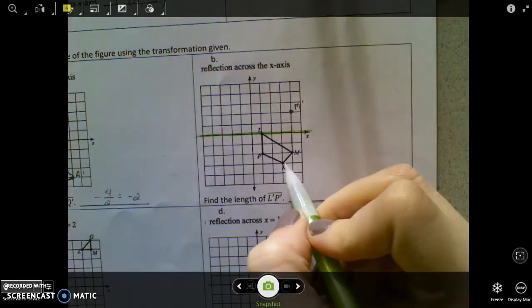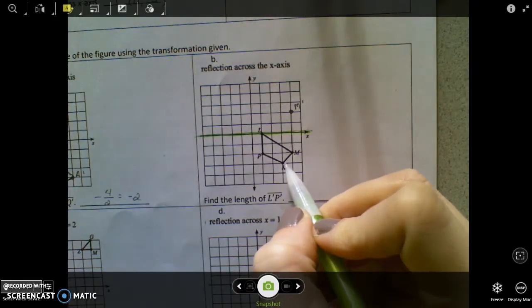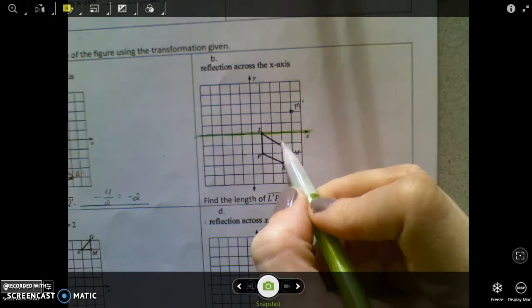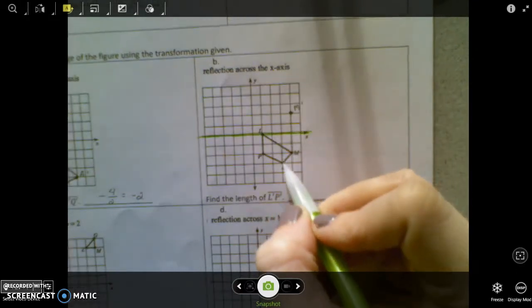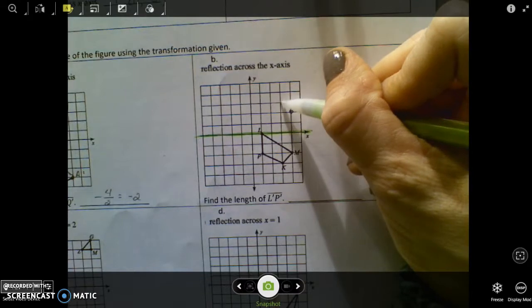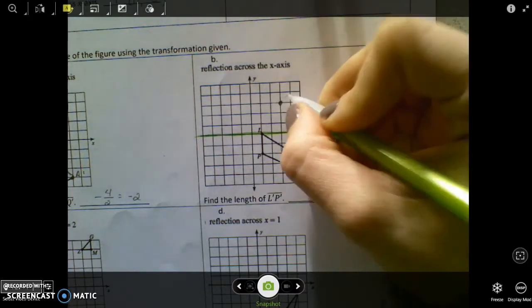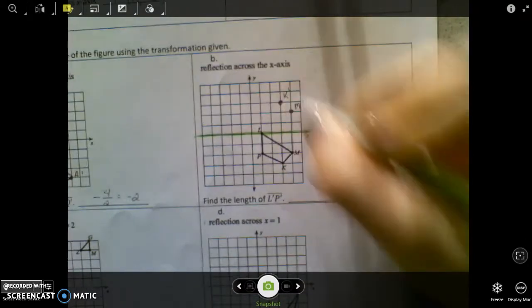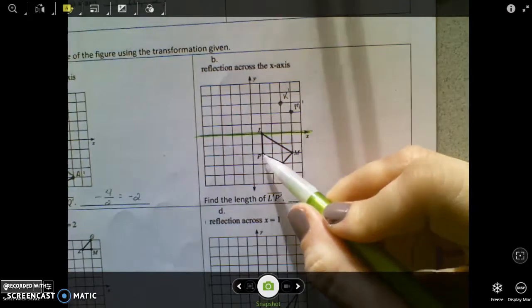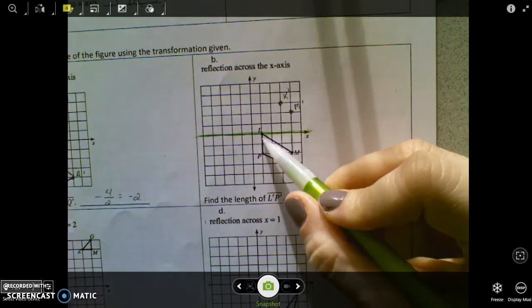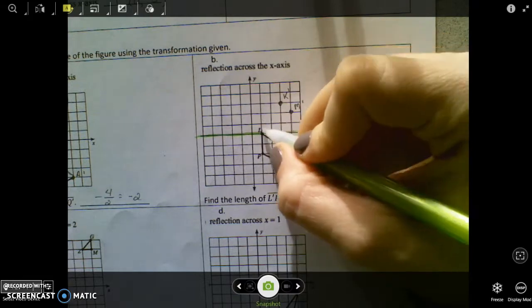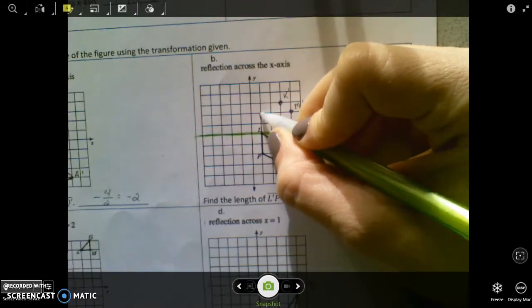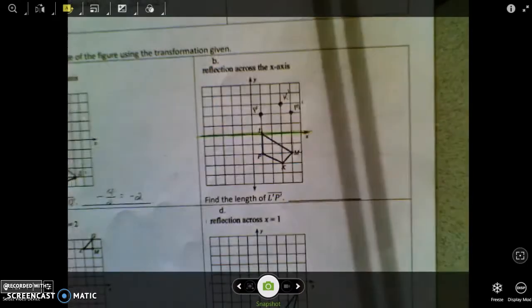K, the preimage of K, is currently below my line. So I'm going to count. It's 3 away from my line, so I'm going to flip it and go 3 above my line. K prime is also in quadrant 1. P is below the line. It's 2 below the line, so when I count, I will go 2 above that green line. P prime would be there.